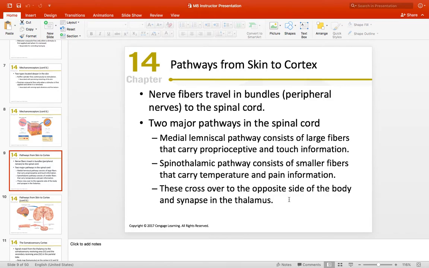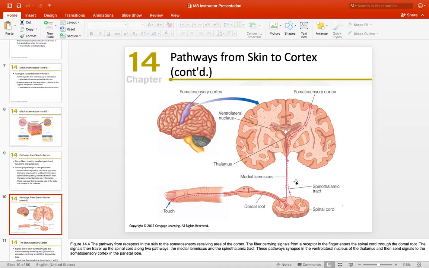These pathways cross over to the opposite side of the body and synapse in the thalamus. So once again, we see that theme where, like all the other sensory systems, pretty much, you're going to get thalamic input. All right, so remember, the thalamus is composed of a bunch of different nuclei, and you can see the thalamus here. Here's the spinothalamic tract as an example. There's medial lemniscal. They're running upwards. Think of them as like a highway. They're going up, and then boom, they hit the thalamus, and from the thalamus, it's going to go off generally to the cortex. You have these what are called thalamocortical pathways.